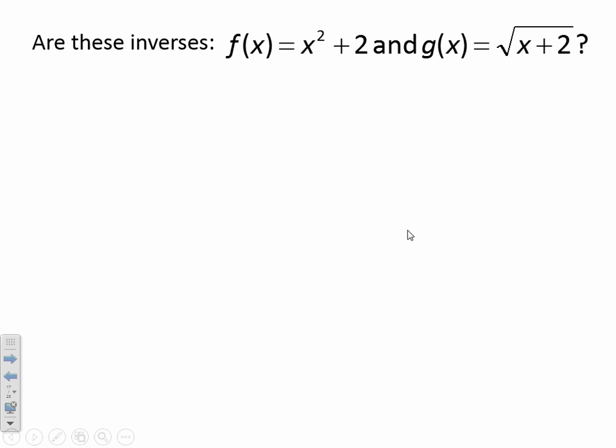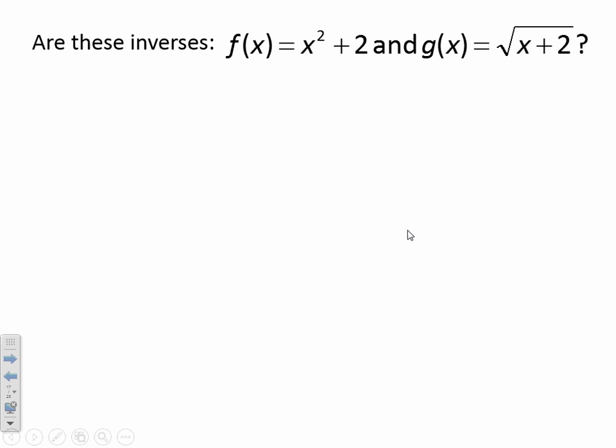Let's keep going. Are these two inverse functions? This is where you try it and then you check back and you see the answer. So pause the video now, try this on your own, and then come back and we'll go through the answer together. All right, now we're back.